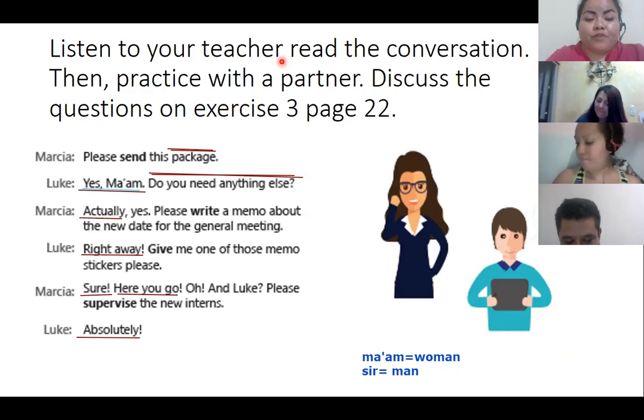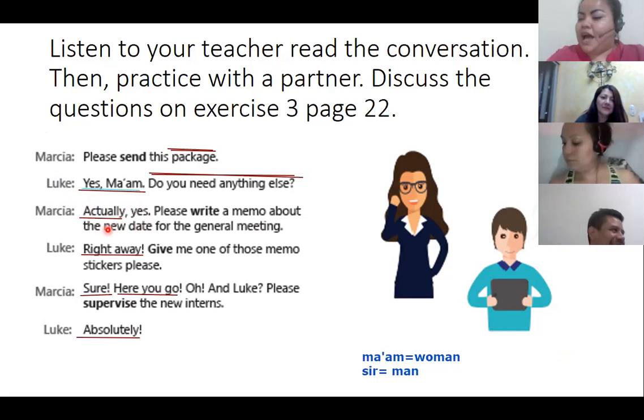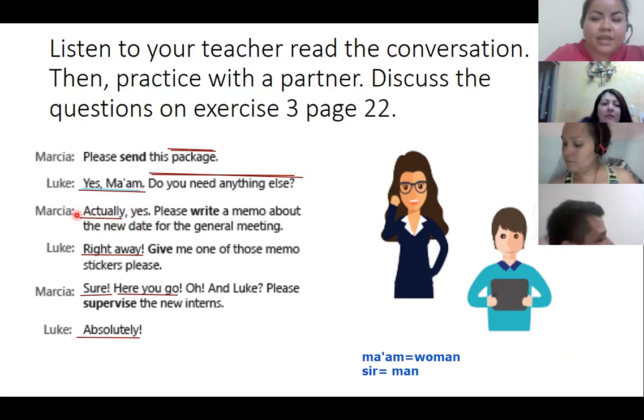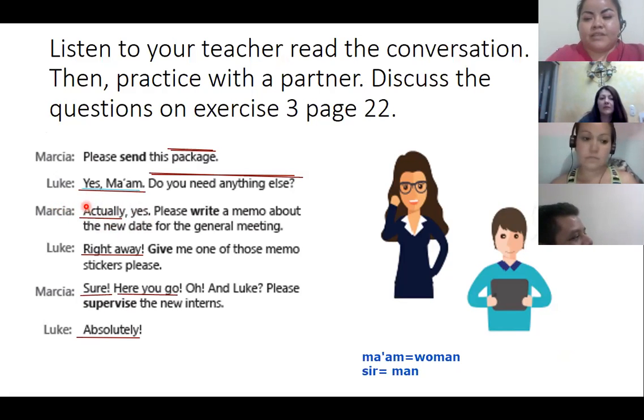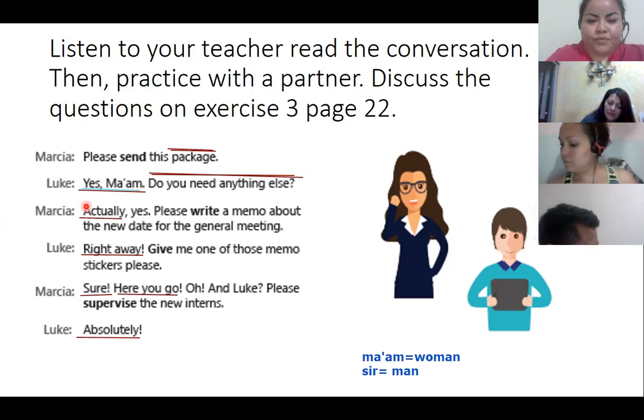Now, one more thing before we continue. Algo más antes que continuemos. Esta palabrita aquí, actually, no significa actualmente. Ese es un error que cometemos todos al inicio. Actually, no significa actualmente. Significa de hecho. Actually, yes. De hecho, sí.